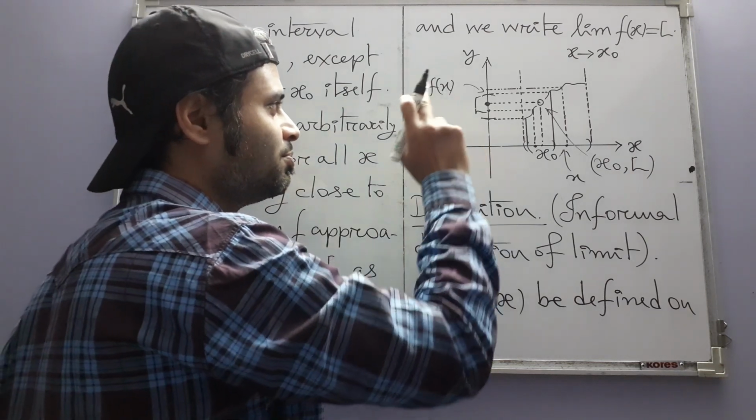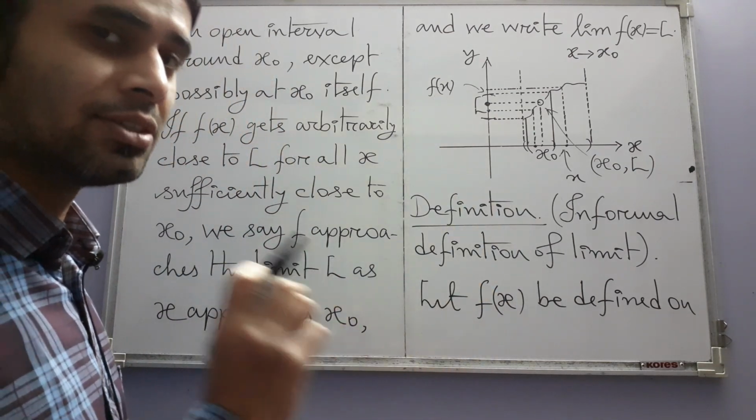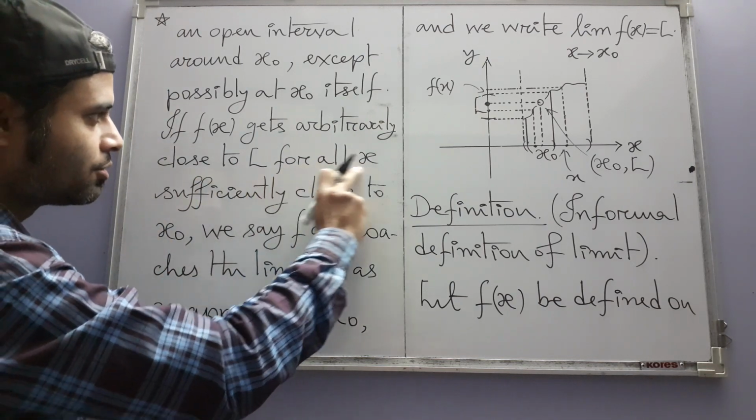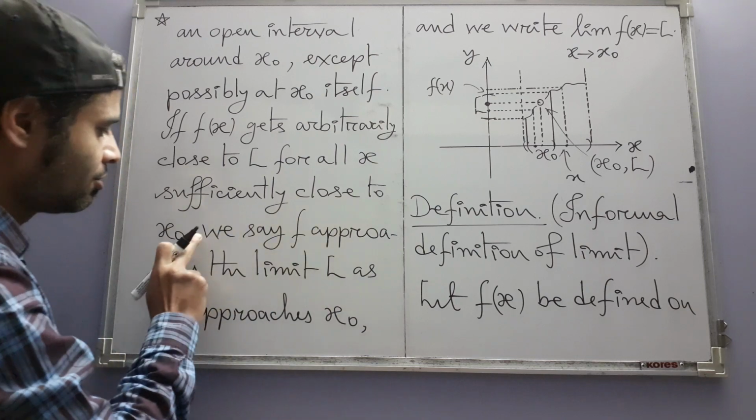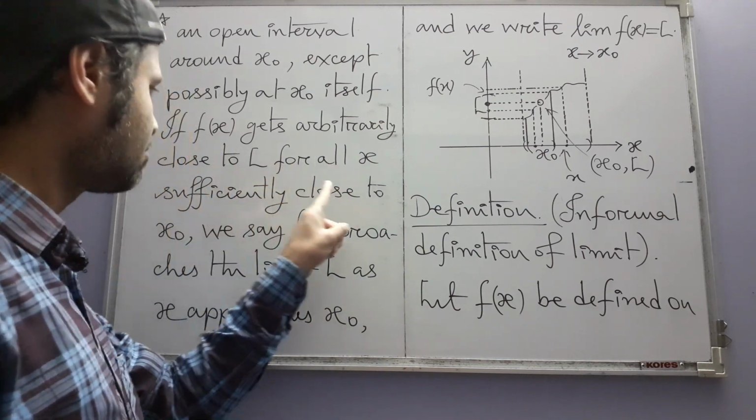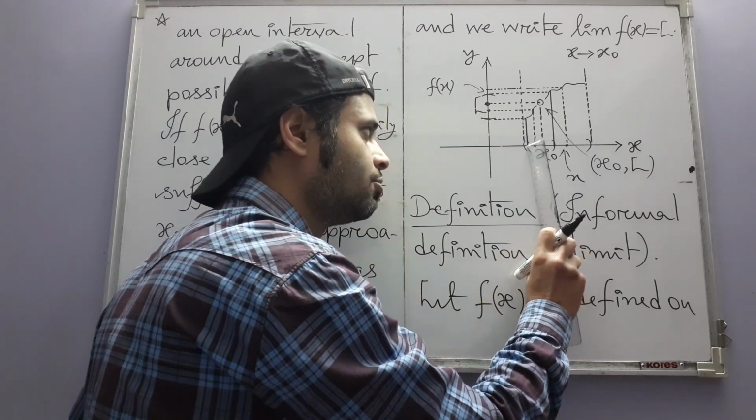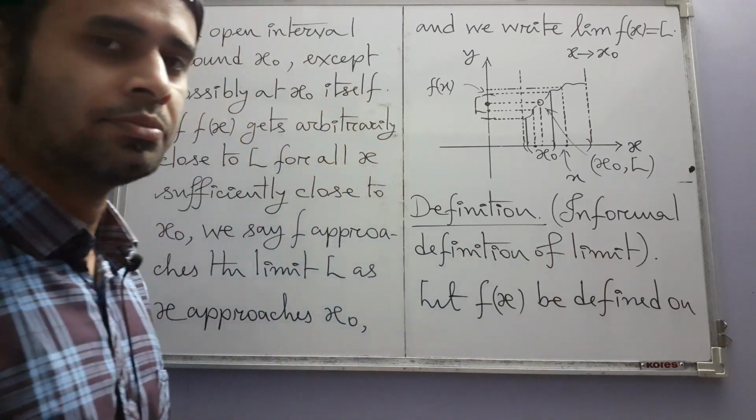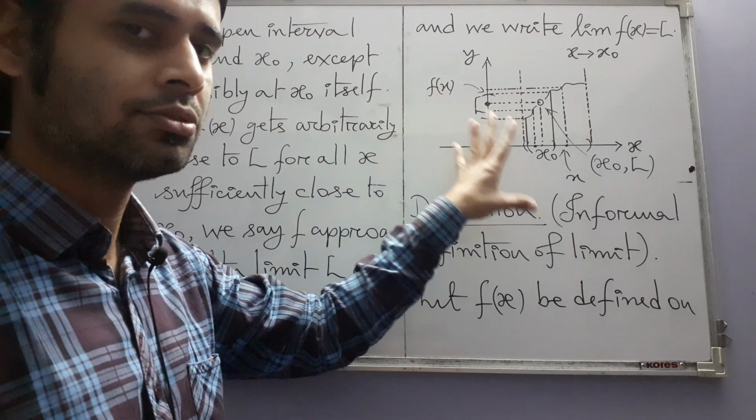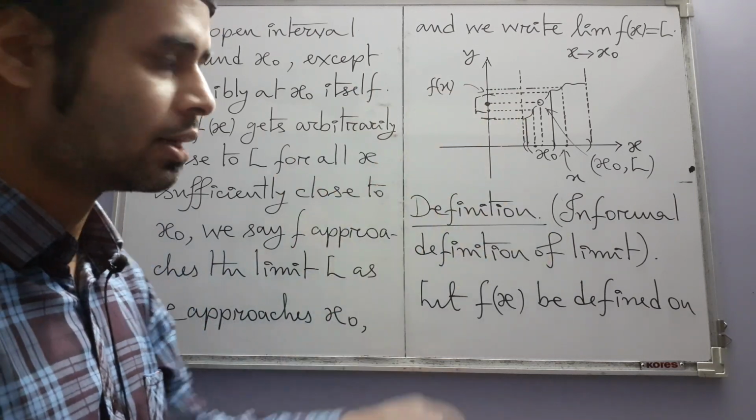How close you want f(x) to be to L, that is your choice. For that, you should be able to choose x sufficiently close to x naught. Also look at this: for all x sufficiently close to x naught, to this side, also to that side. So in this informal definition itself, I have actually given you the exact definition to which we will come later.